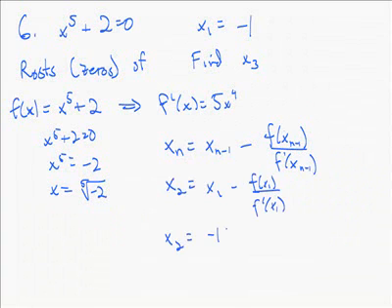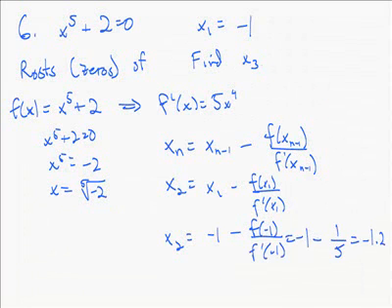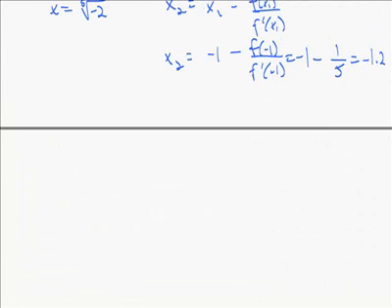So x sub 2 is going to be negative 1 minus f of negative 1 over f prime of negative 1, which is equal to negative 1 minus, if we put negative 1 in for f, we get negative 1 plus 2 is positive 1, over 5 times negative 1 to the fourth, that's just going to be 5. So we get negative 1 minus 1/5, which is negative 1.2. We're going to have one more step to go, so let's go down here to do that. This is what x sub 2 is equal to, negative 1.2.